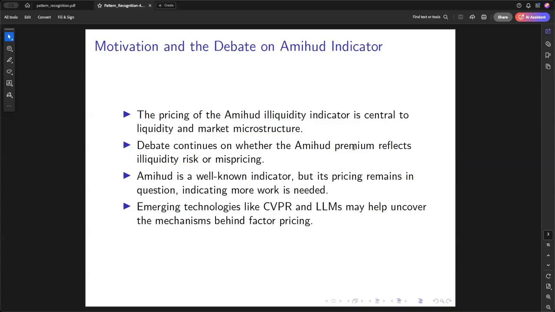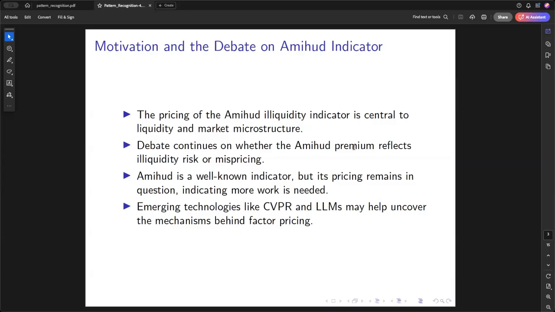I noticed in the literature, there's a debate about why the neighborhood illiquidity indicator is priced. The debate is about whether it is the compensation for illiquidity or mispricing. So neighborhood is a very well-cited indicator.